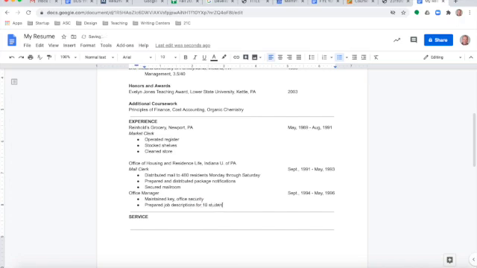Don't repeat yourself in your job description, in your resume. If I stocked shelves everywhere I went, I would only put it at one place, the place where I did it the most or I had leadership of that activity. Right? You want to make each job stand out. You want to make each position have its own importance.